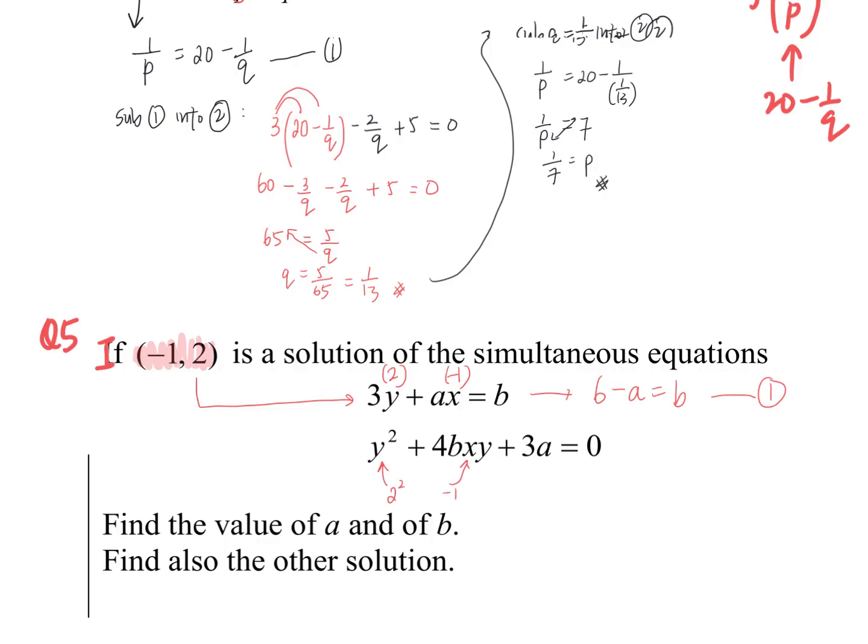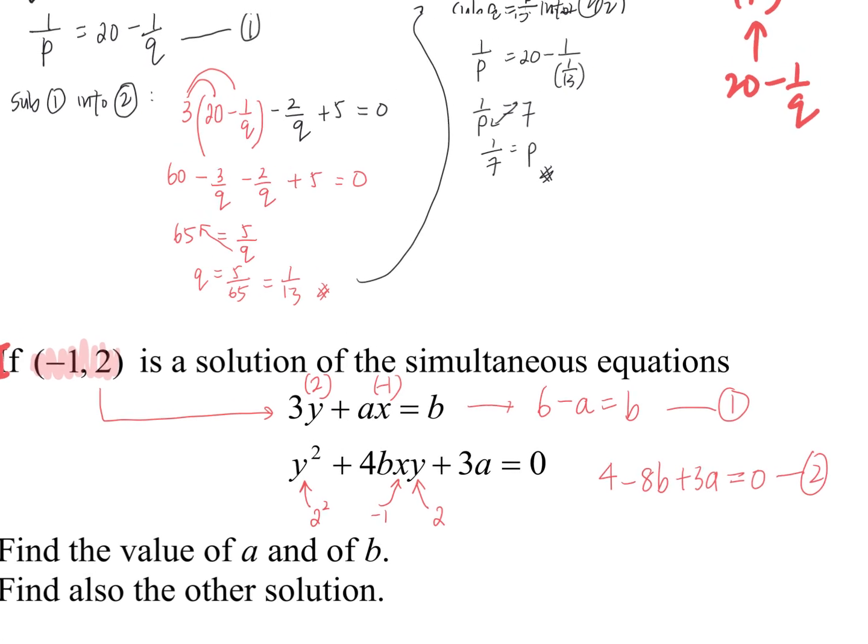This is your minus 1. This is your 2. So if you multiply 4 by negative 1 times 2 is a negative 8b. Okay, plus 3a. So this is your second equation. So once you sort out your second equation, you can sub first equation into the second. And then when you see b, you replace with 6 minus a. Okay, I zoom in.